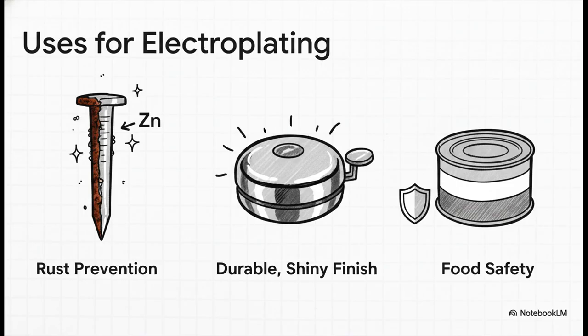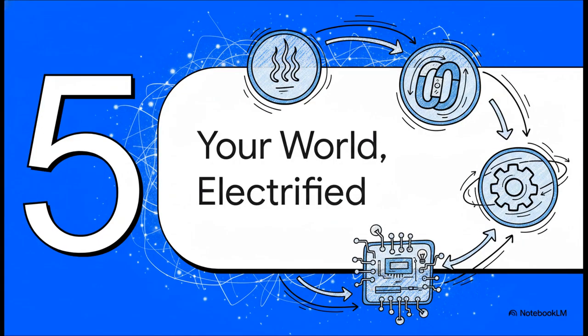And why does that matter? Well, electroplating is everywhere. It's how we coat iron with zinc to keep it from rusting. It's how we get that shiny, super durable chromium finish on our faucets and on bicycle bells. It's even used to put a tiny protective layer of tin inside food cans to keep our food safe. It's incredible. So there you have it, the 3 effects.